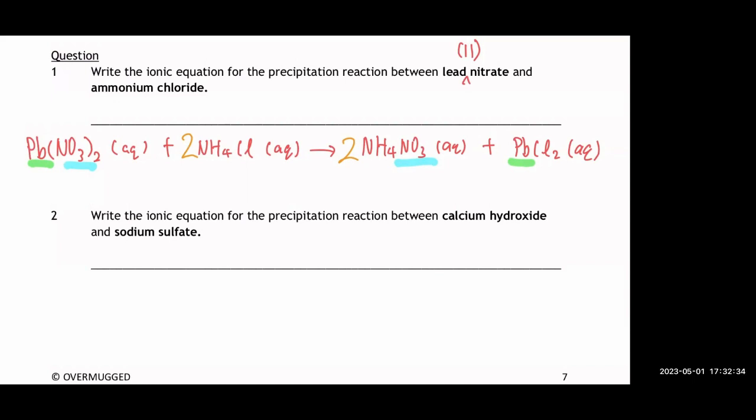I made an error. Lead chloride is insoluble. All chlorides are soluble except for silver and lead. This is lead. Yes. Okay, so do our split. We have Pb2+.